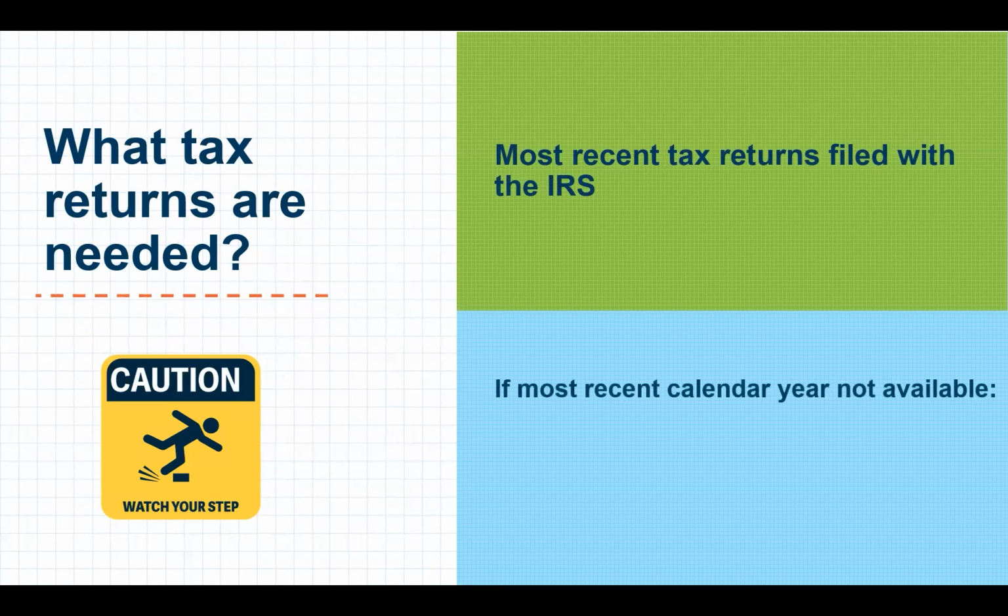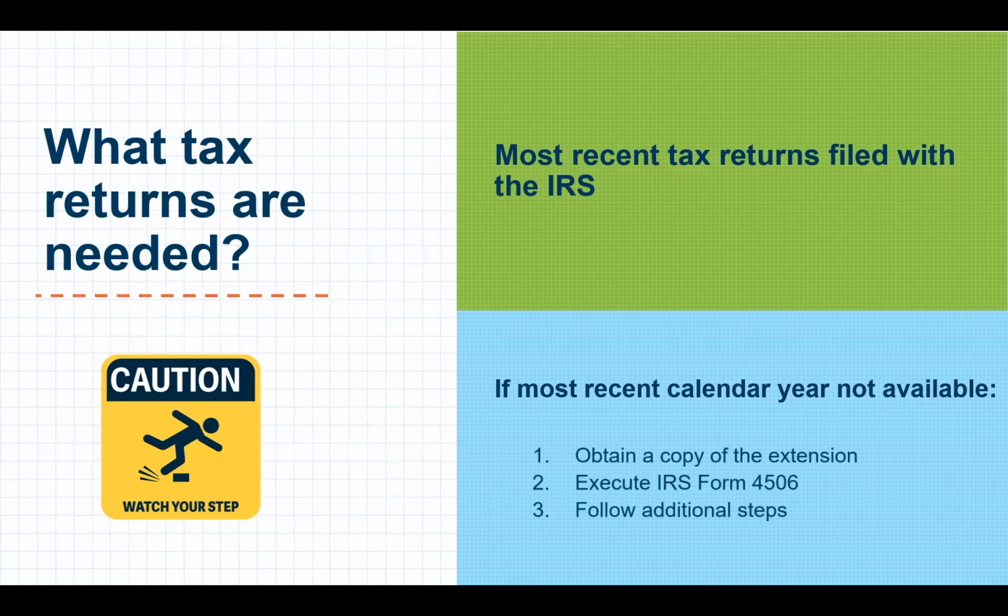So, what if your borrower has not filed their taxes yet? Then you will need to obtain a copy of the extension. A lot of lenders will also require a response from the filing of IRS Form 4506 showing no filing for that year. Additional steps may be recommended.